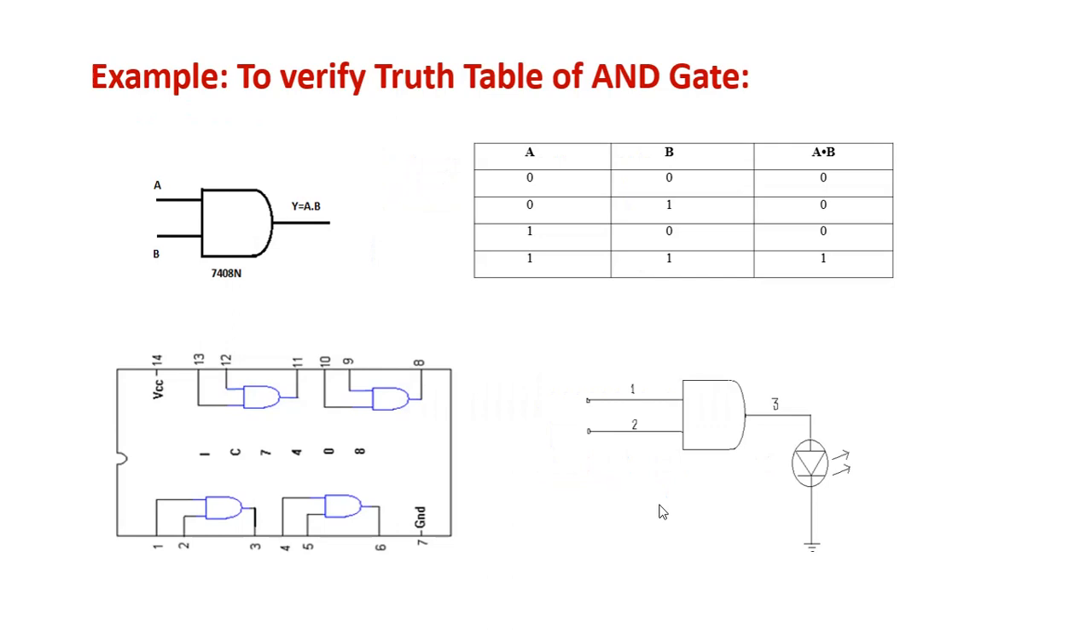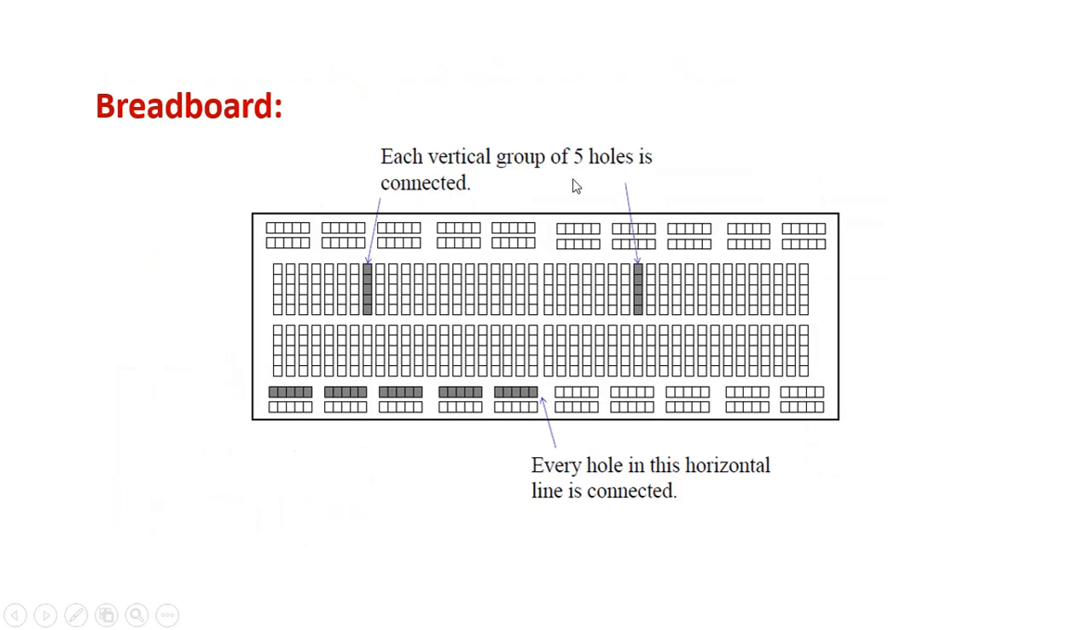Suppose I'm taking one example. Suppose we have to verify the truth table of the AND gate. You can verify the other gates also in a similar way. So this is the chip for the AND gate, 7408. First of all, we need to know about the breadboard.